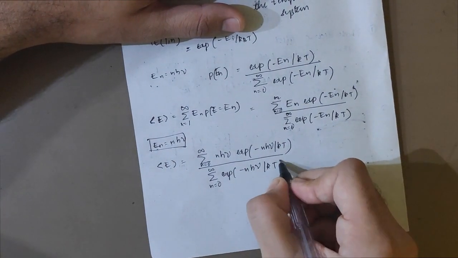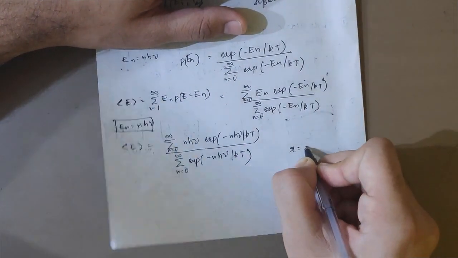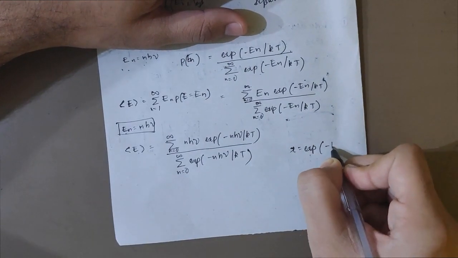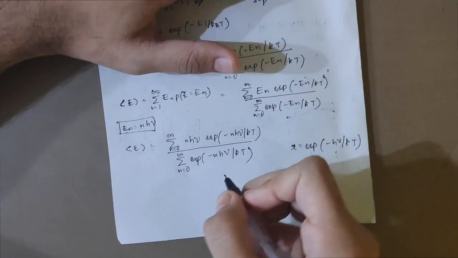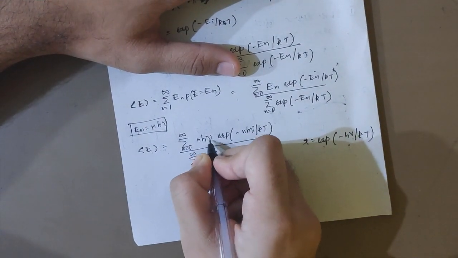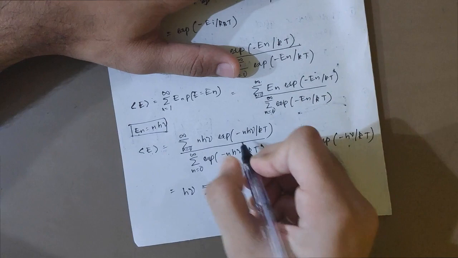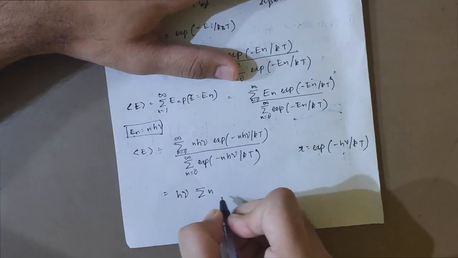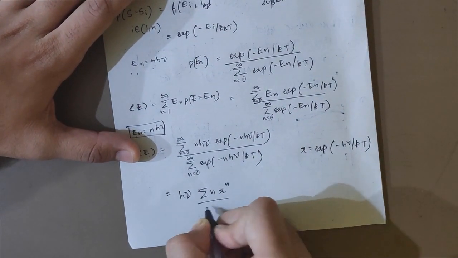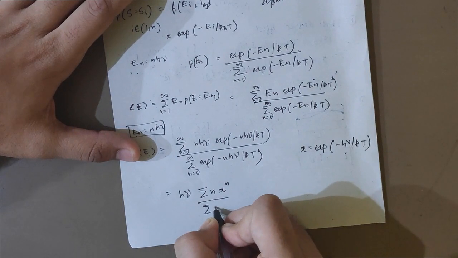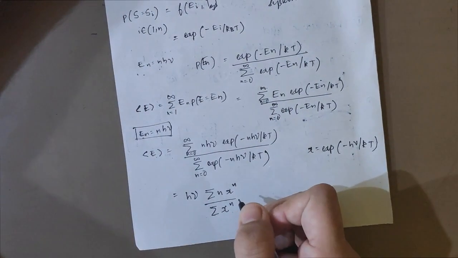Now let's make a clever substitution. Looking at the conditions, let x be equal to exponent of minus h mu by kT. That virtually acts as a constant, so I don't need to write that again and again. So I can take h and mu out of the summation because they're independent. Summation of n times, notice that this is exponential to the power of minus n, so you have n x to the power of n divided by the summation of x to the power of n. So this is my equation till now.